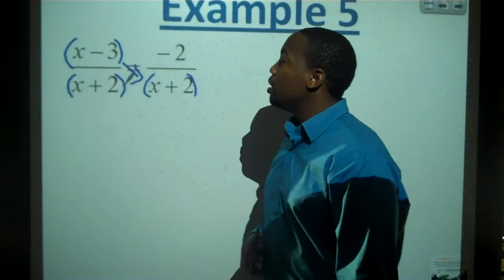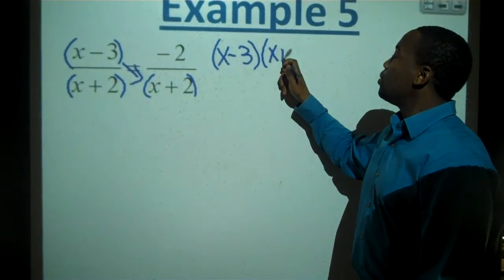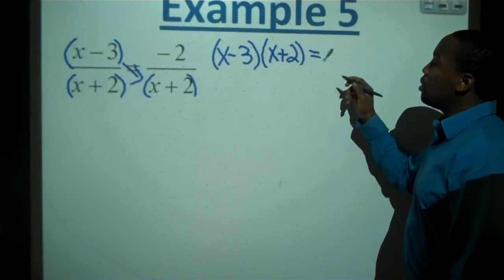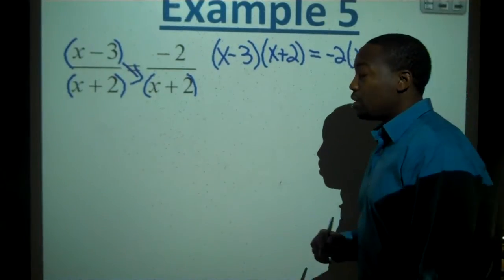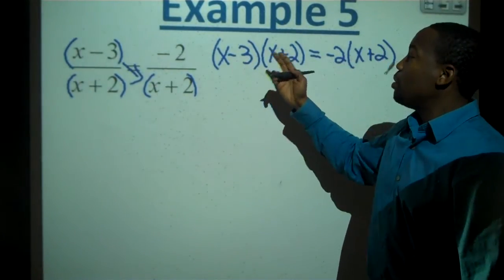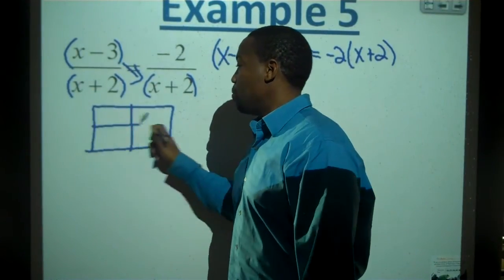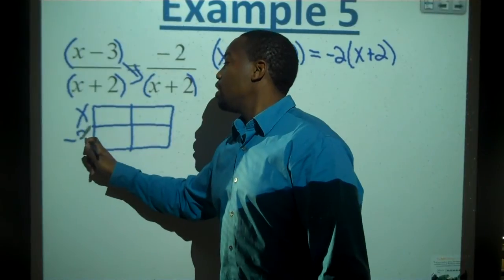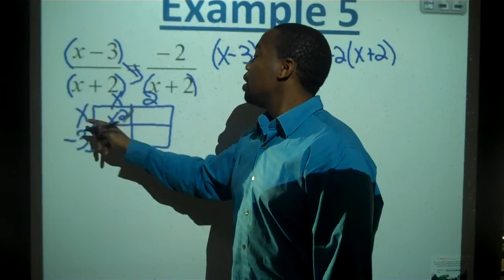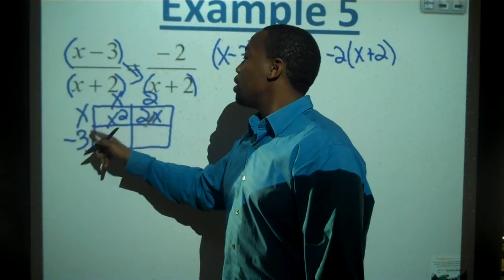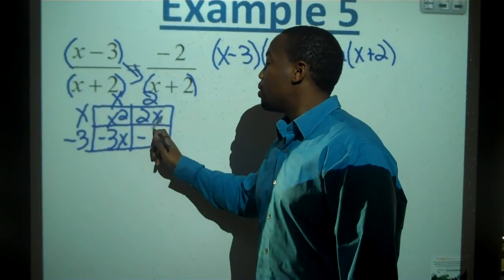I'm going to do the same way. So x minus 3 and x plus 2 is going to be equal to negative 2 x plus 2. Right? So our next step, binomial and binomial, we gotta do our little box, right? To make sure we get all our answer. Negative 3, x, and 2. X times x is x squared. X times 2 is 2x. Negative 3 times x is negative 3x. And negative 3 times 2 is a negative 6.